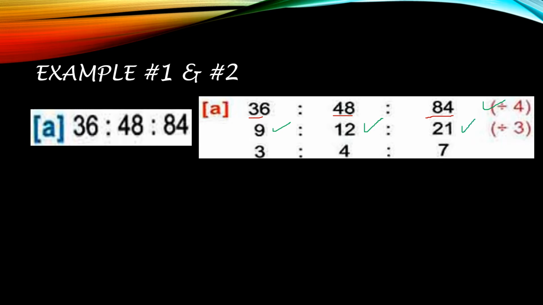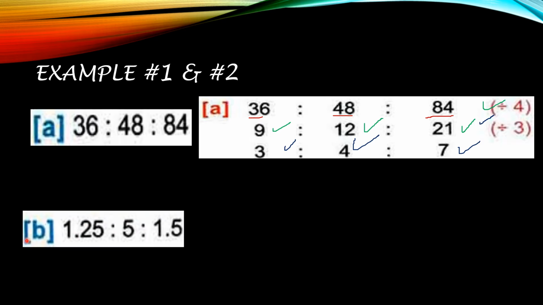Then the numbers 9, 12, and 21 are still divisible by one number, which is 3. So we're going to divide them by 3. 9 divided by 3 is 3. 12 divided by 3 is 4. And 21 divided by 3 is 7. So now we have reached the simplest form. 3, 4, and 7 don't have a number in common. So the simplest form of this is going to be 3 to 4 to 7.